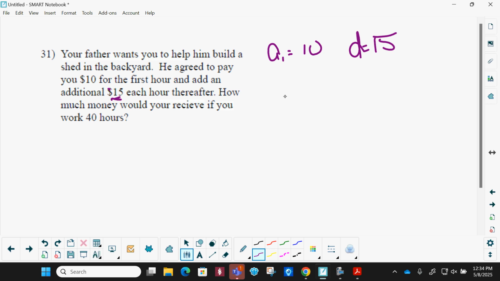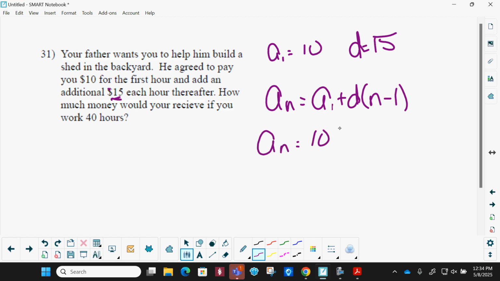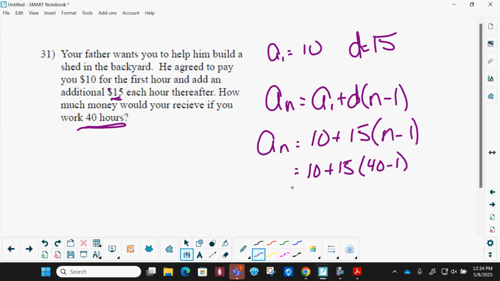Okay, so my formula here is a_n equals a_1 plus d times n minus 1. So a_n equals 10 plus 15 times n minus 1. Here we just want to know $40, so we're going to plug 40 in. Okay, we don't need to write an equation, so this is just what we're going to do. So you're going to plug all this in, so 10 plus 15 times that, and your father will be paying you $595 for helping him build this shed.